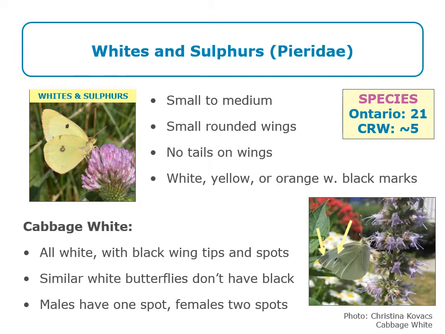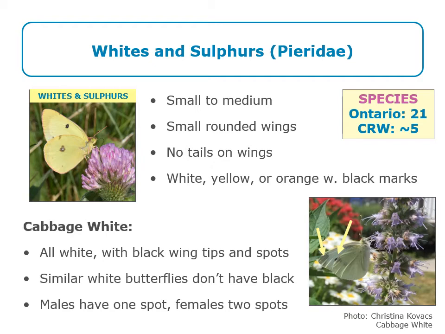The whites and the sulphurs are a pretty small group of species that you might encounter in our watershed, only about 5 species. These are also small to medium butterflies with small rounded wings. They have no tails, and they're white, yellow, or orange with black marks. So the most common species, one you will definitely see a lot of this summer, is the cabbage white butterfly. Cabbage white is actually an introduced species that can occasionally be a pest of crops like cabbages and broccoli and cauliflower and all those. But because there are so many related plants that live just everywhere in disturbed areas, you can find the cabbage white just about everywhere.